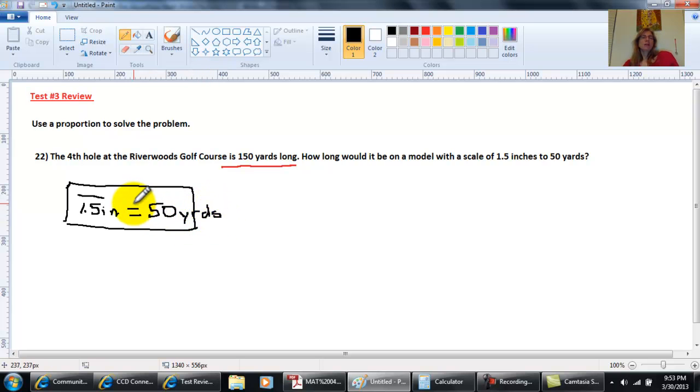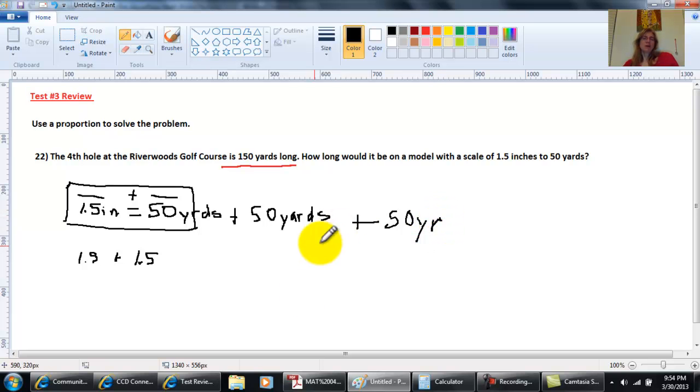Okay, so let's say the golf course was another 50 yards. Let's say it's a whole other 100 yards long. So if we were to add another 1.5 inch piece for that next 50 yards, then we know we'd have 1.5 plus 1.5. Now we know it's 150 yards, so we can add another 50 yards and we can draw another little 1.5 inch piece.